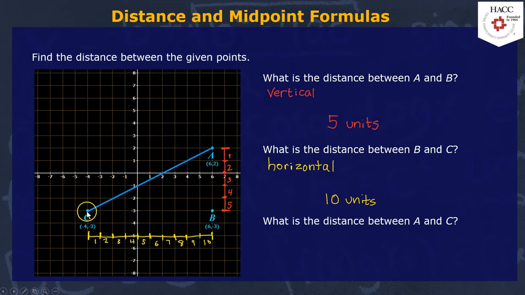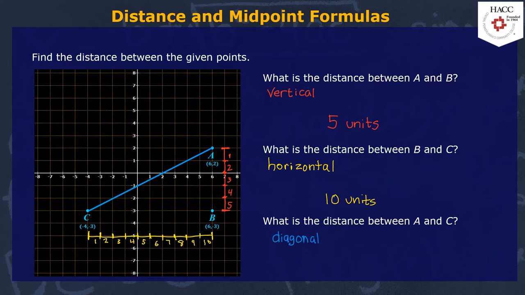I'll have some students that may count these off and say, well, there's 1, 2, 3, 4, 5, 6, 7, 8, 9, 10 boxes that it passes through. But if it's not horizontally or vertically oriented, you can't just use the number of boxes it passes through as you go from one point to the other. So, how do we take care of this situation where I have a diagonal involved?